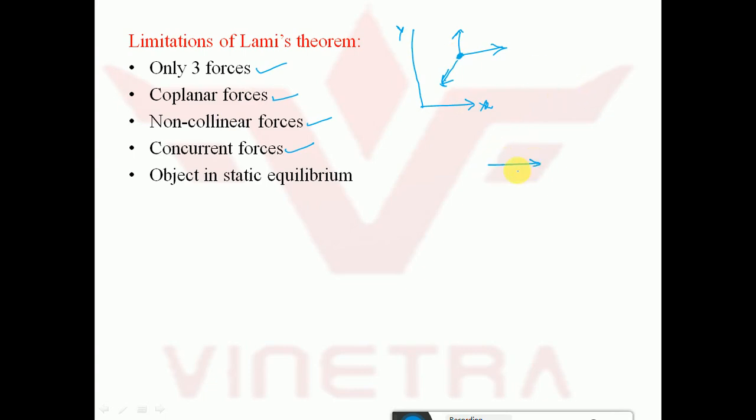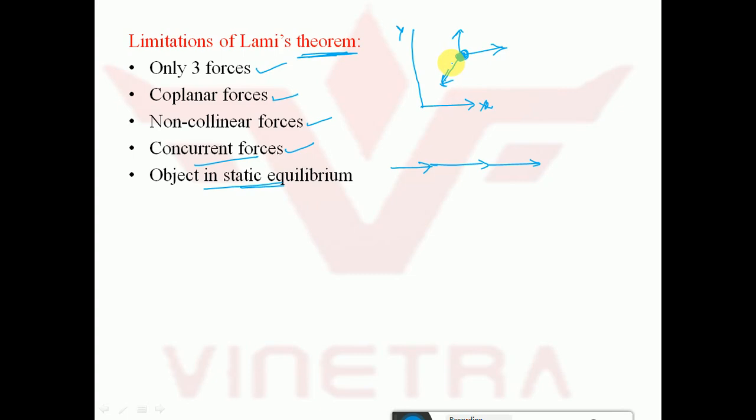If there are three forces acting like this, then we cannot apply Lami's theorem. They should be non-collinear and they should be concurrent, that is they should meet at a particular point, and the object should be in static equilibrium. This object that we have chosen should be in static equilibrium, then only Lami's theorem can be applied. These are a few limitations of Lami's theorem. When we can apply Lami's theorem, there should be three forces, they should be concurrent and coplanar, and the body should be in static equilibrium, then only we can apply this Lami's theorem. So kindly remember these points.